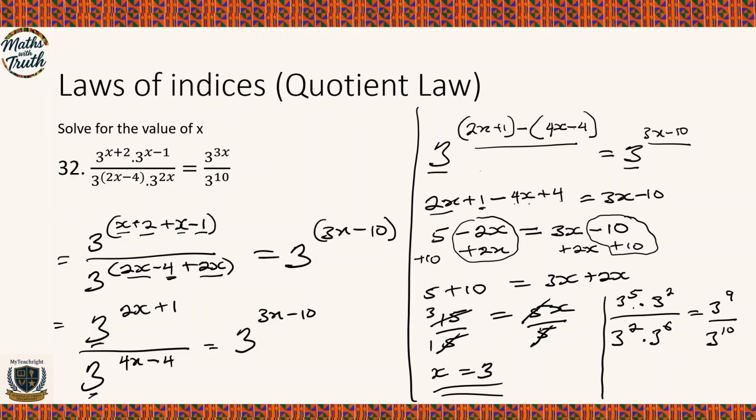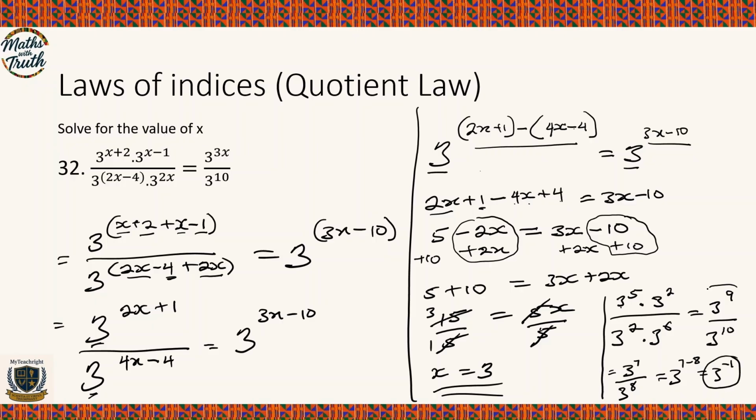Now let's see. If we apply the product law to 3 exponent 5 times 3 exponent 2, that gives us 3 exponent 7, 5 plus 2. Yeah, and then we have 3 exponent 2 times 3 exponent 6. We apply the product law, that gives us 3 exponent 8. And this we can apply the quotient law of indices, right? And this is equal to 3 exponent 7 minus 8, which is equal to 3 exponent negative 1.